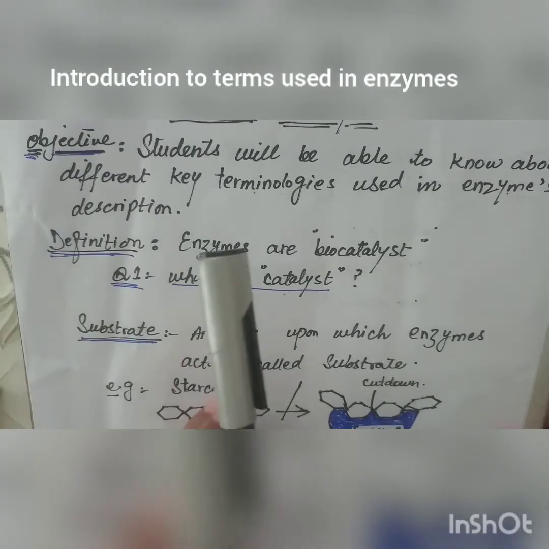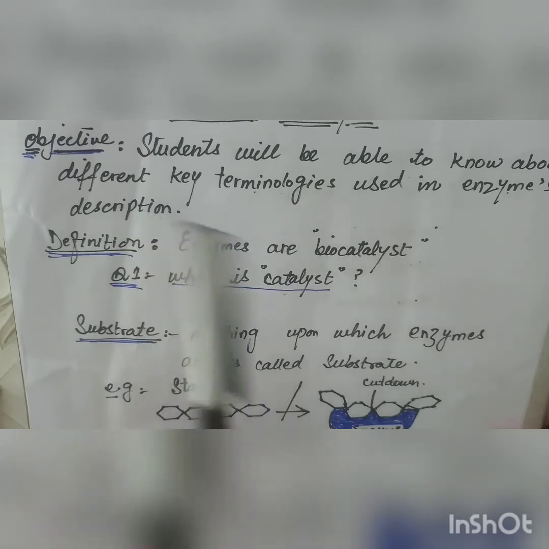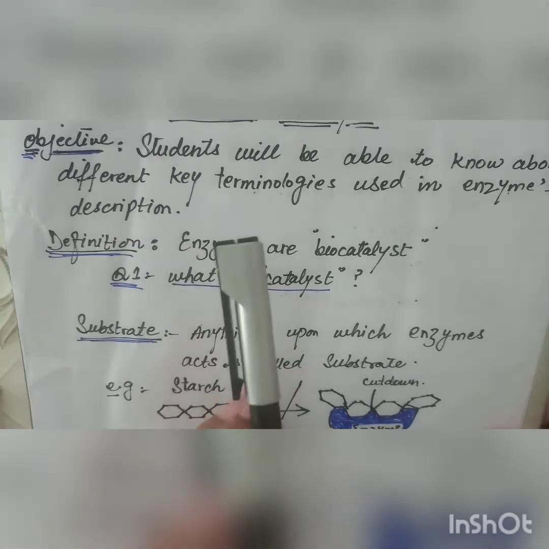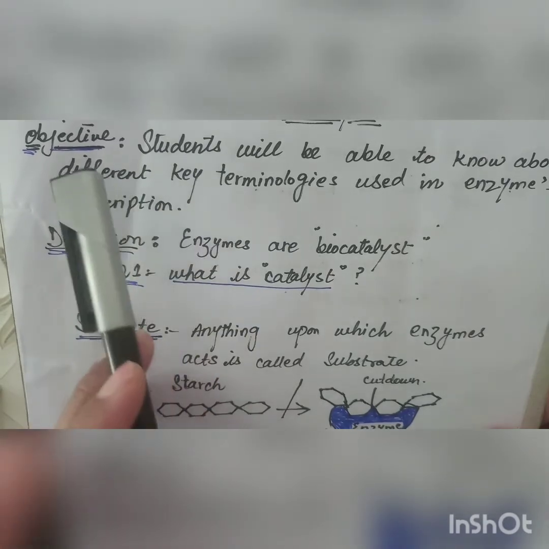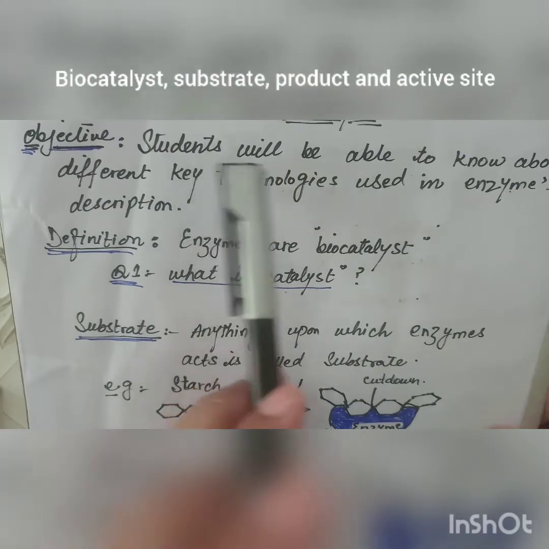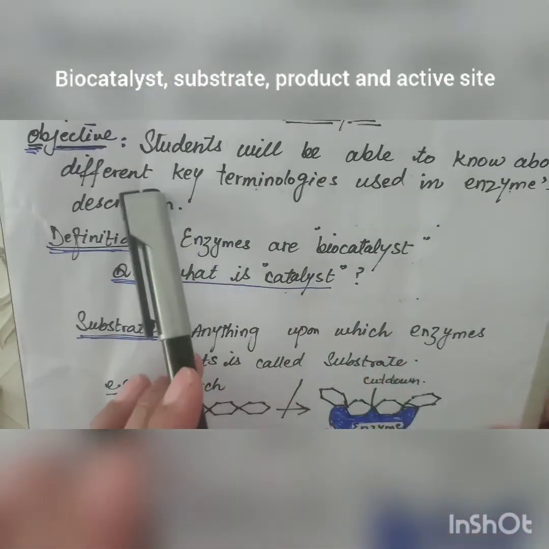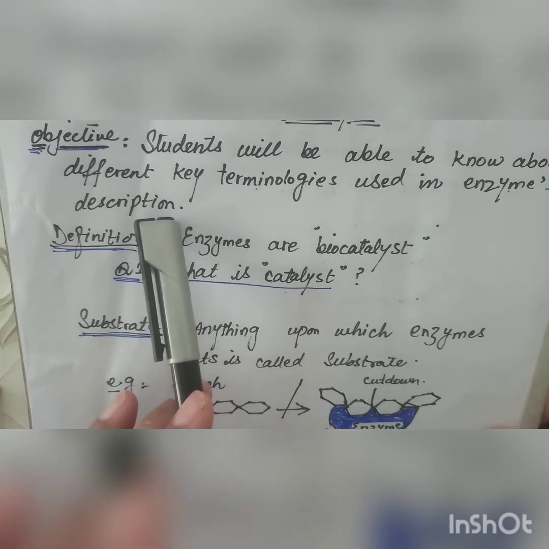Assalamu alaikum students. Today we are going to learn about some different terminologies which are used during the description of enzymes. So first of all, the objective. After this lecture you will be able to know about the different key terminologies used in enzyme description.